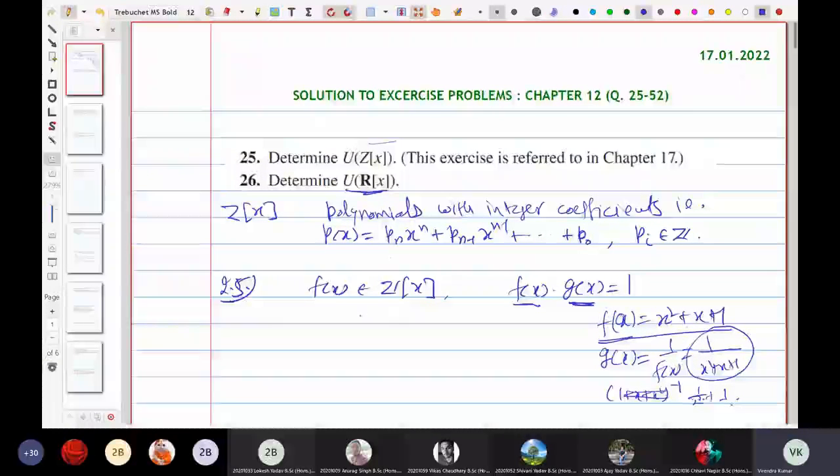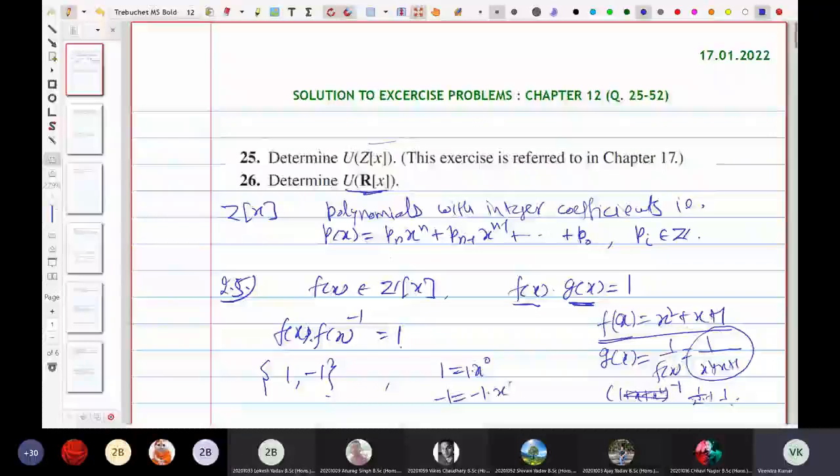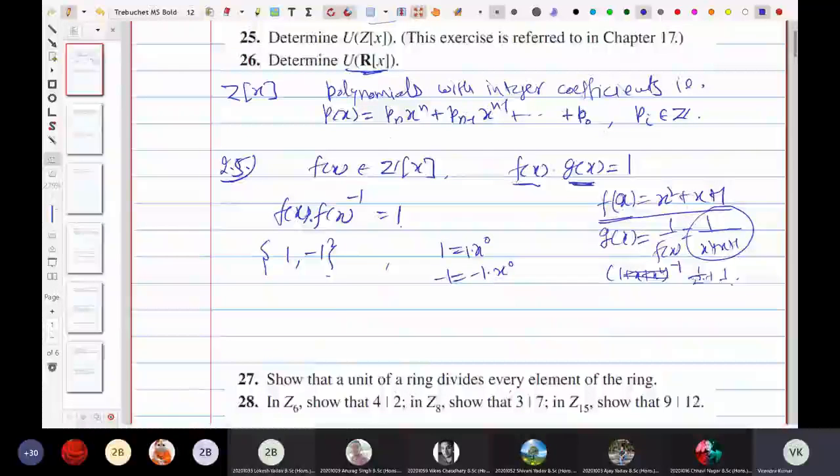We need to have f(x) inverse like this identity, and for this we have only two possibilities, when the product of these two is 1. Either they are exactly 1 or they are -1. So the collection will be either 1 or -1. These are polynomials: 1 can be written as 1 times x to the power 0, and -1 can be written as -1 times x to the power 0.